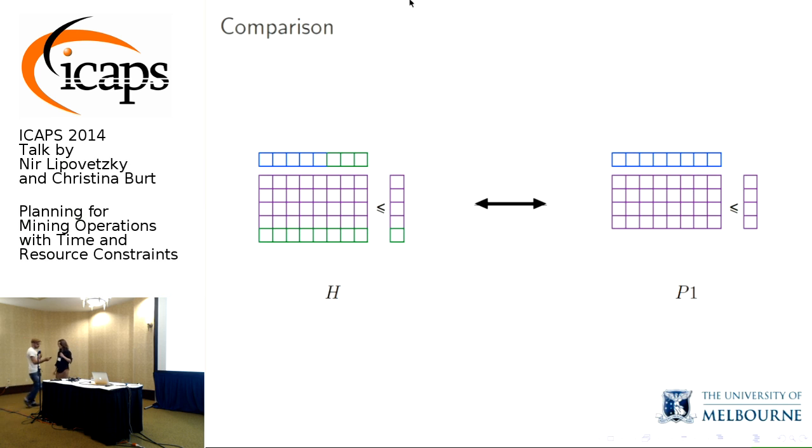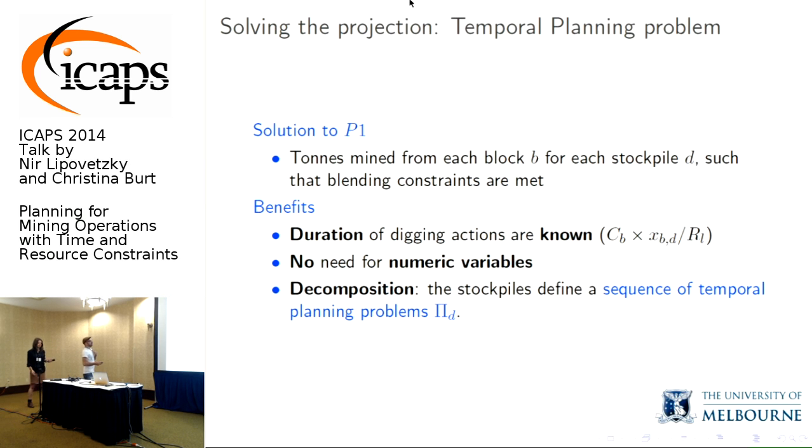Okay, so which is the idea? Given the solution of the first partition, be it P1 or H1, we take the amount of each block that has to be mined for each stockpile. Okay, and now the benefits are the following. First, we know the durations. So durations now are static. We know how much we're going to dig, so we know how much it's going to take for each loader.